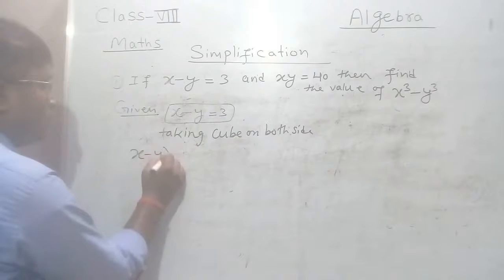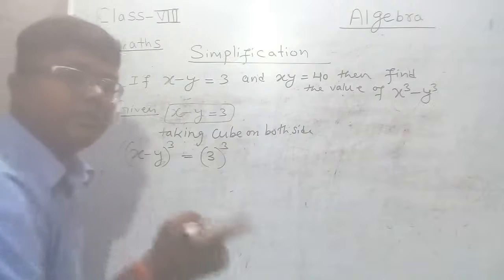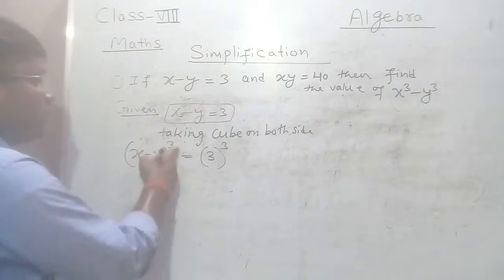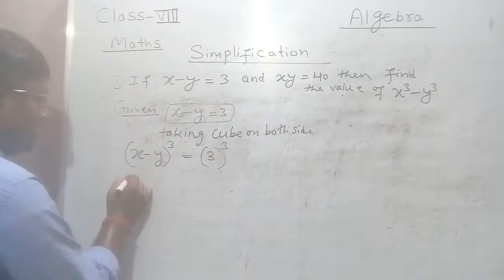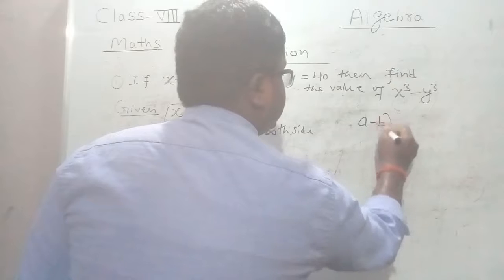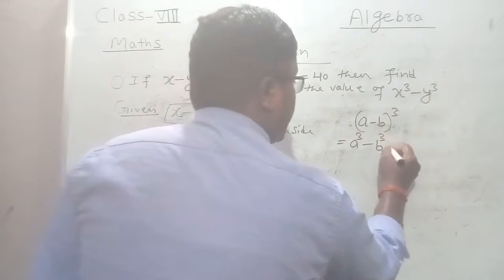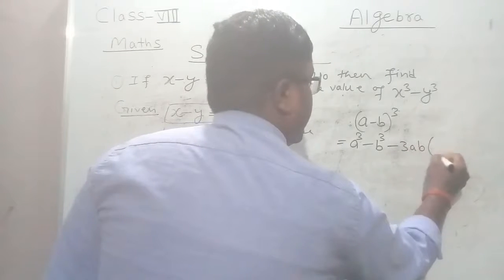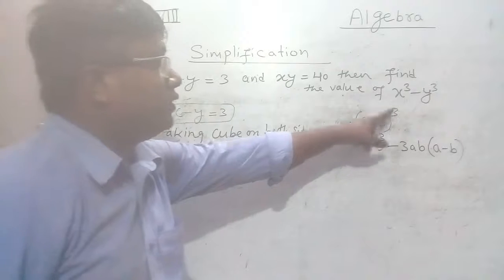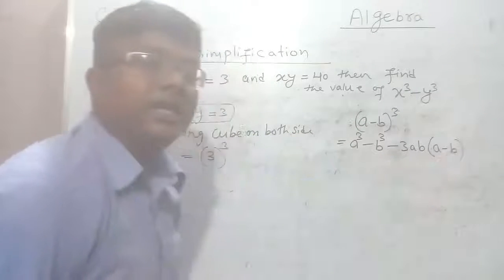x minus y whole cube is equal to 3 whole cube. Both sides we have to take cube. So what is the formula for x minus y whole cube? We know the formula for a minus b whole cube: that is a cube minus b cube minus 3ab in bracket a minus b.